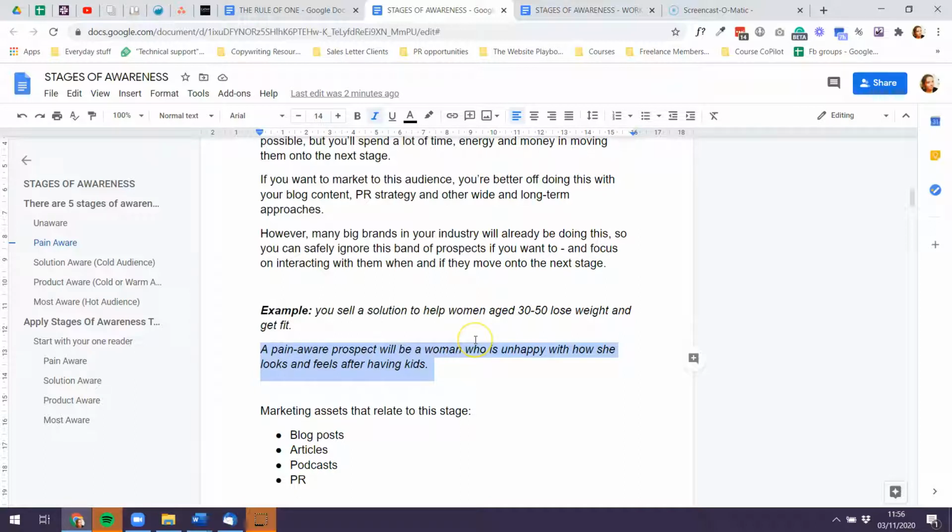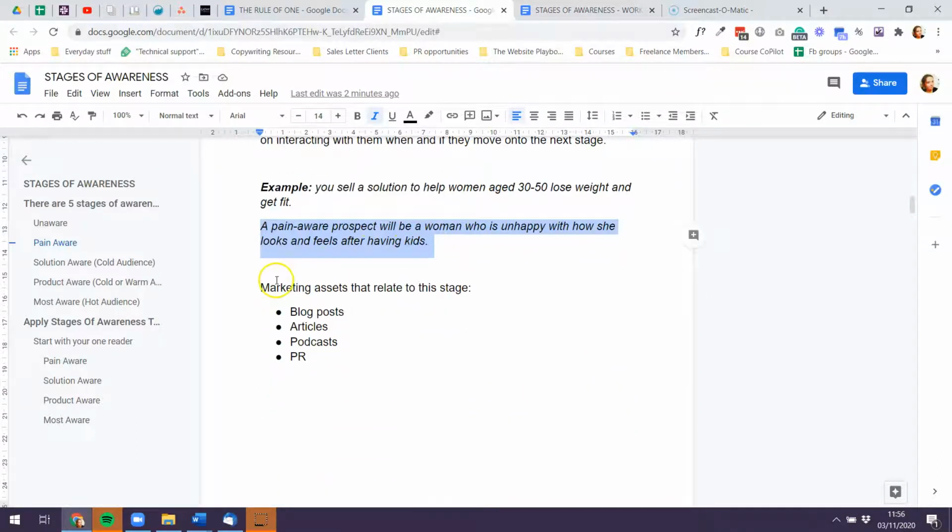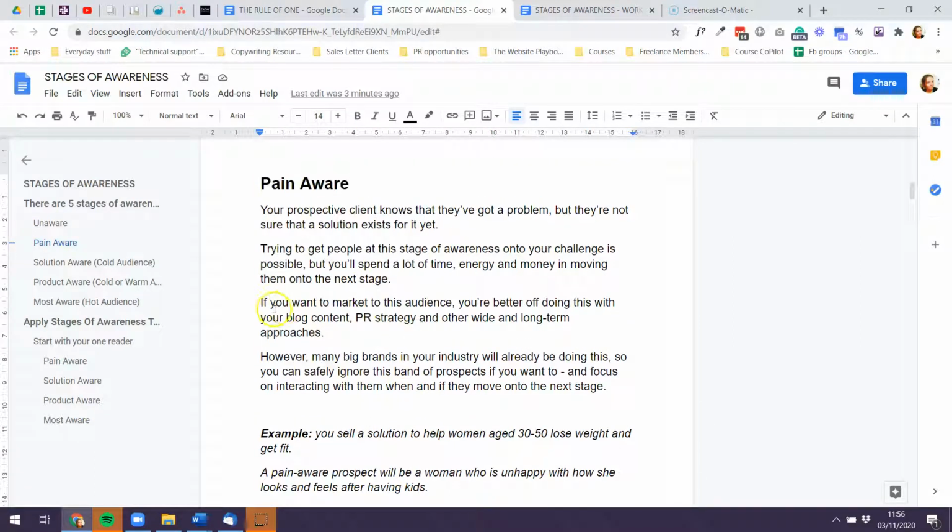Now the thing with people at this stage is that they're still quite woolly about where they're at and what the solution might be. They kind of know something's not right. They know they've got a problem, but they haven't gone to the next stage of thinking about how they might solve that problem. So marketing to people at that stage is more broad. It's where your content marketing comes in: articles, PR, just anything that's brand awareness and putting your name out there, just to reach that wider pool.